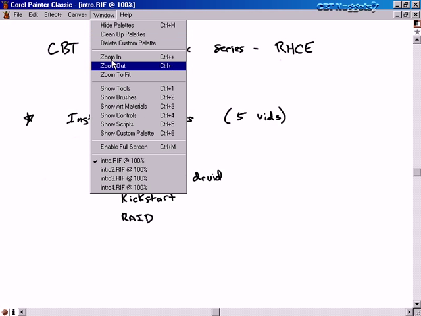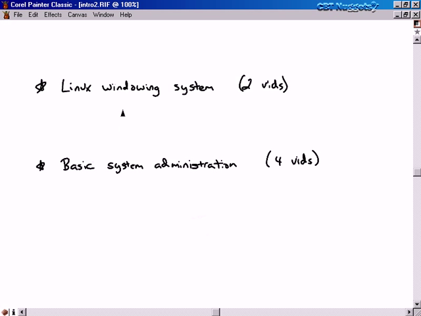Once we get done talking about installation issues, we move on to the Linux windowing system, and we spend a couple videos on that. We talk about X Windows and break down what the X Windows system is doing for us. Then we talk about the various desktop environments that come with Linux, things like GNOME and KDE. We also talk about the various window managers that come with Linux and their function in the whole windowing process.